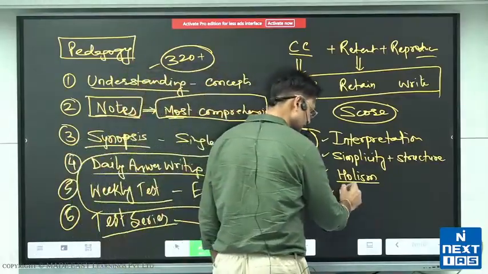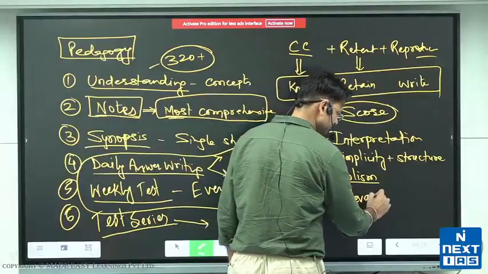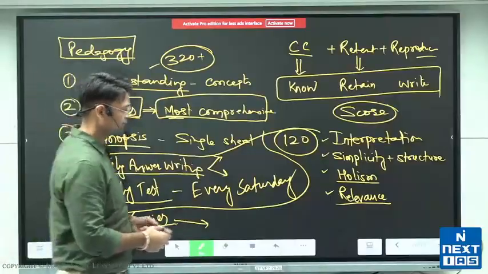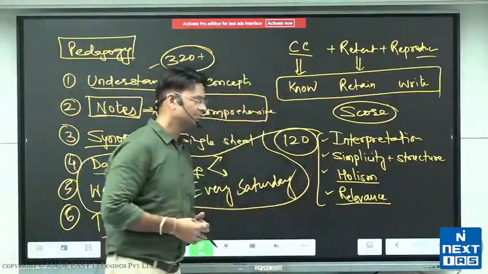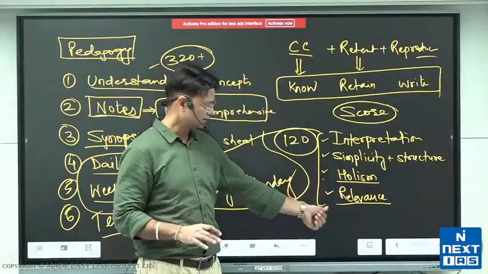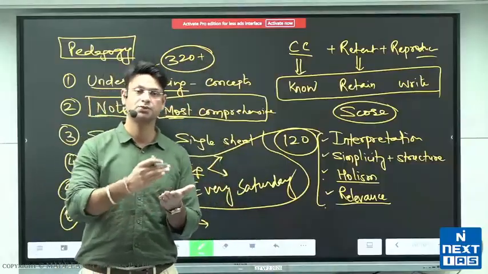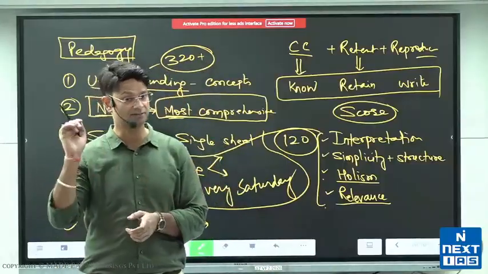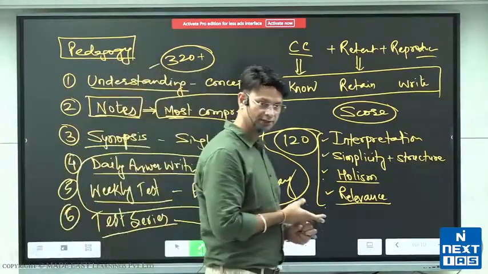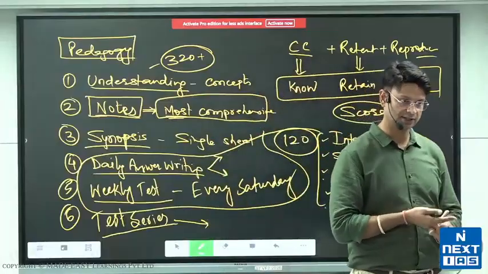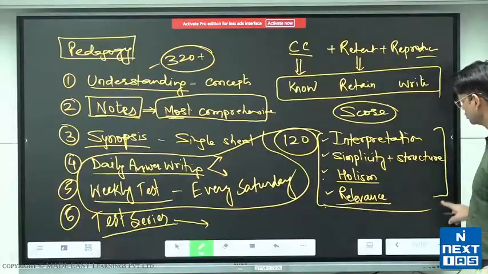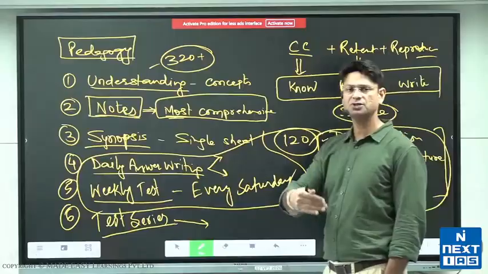And the fourth thing is connecting with the current affairs. So interpretation, simplicity and structure, holistic, that means address all the dimensions, and relevance. Connect it with the day-to-day happenings that we started with. Whether it is Ayatollah Khamenei's funeral, whether it is that Monkwala story, right? Or any other thing that you can connect. Okay? So basically, every question would have something to do with the current affairs.